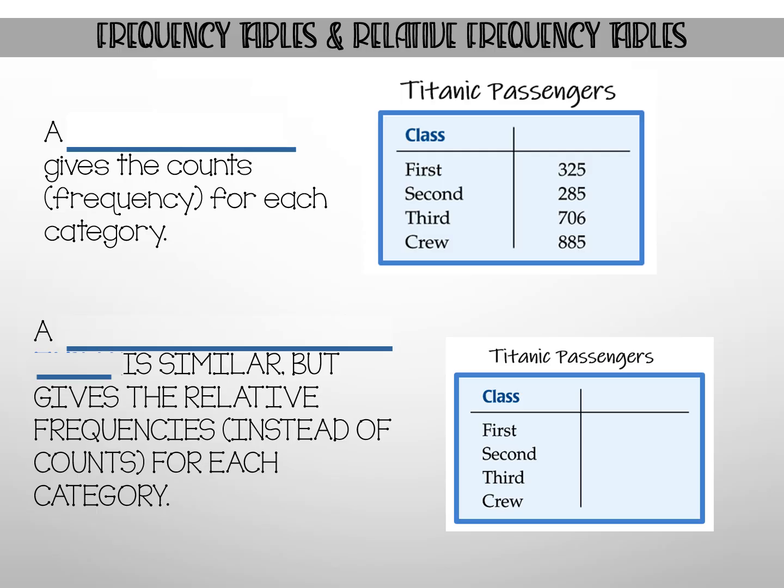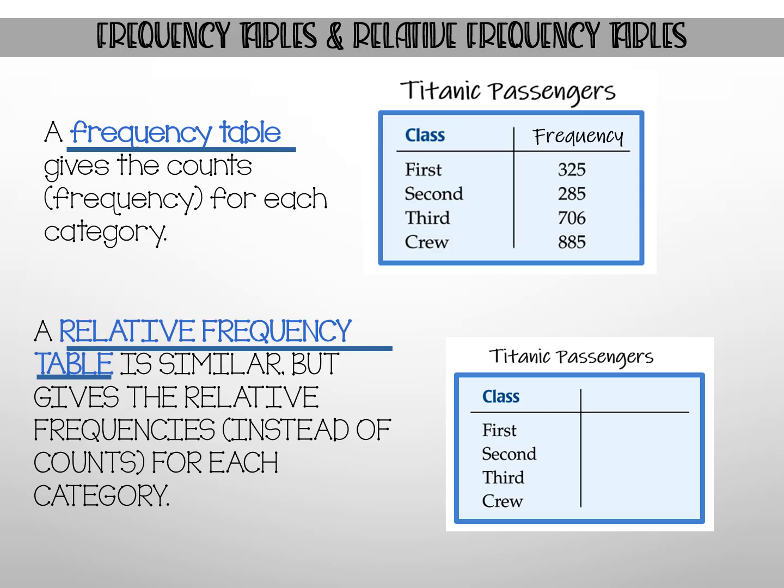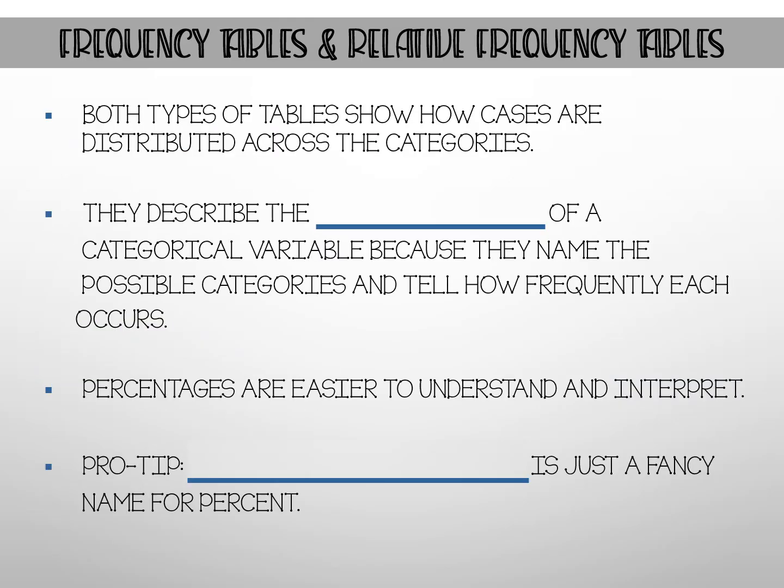Frequency tables, we have a couple here. A frequency table gives the counts, which are the frequencies for each category. A relative frequency table is similar, but gives the relative frequencies instead of counts for each category. You're using a decimal. And in this case, they rounded to 4 decimal places. I will probably tell you where to round.